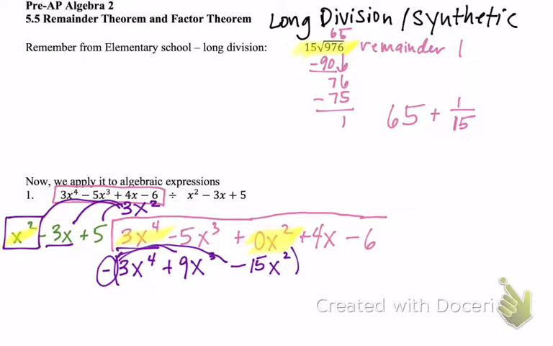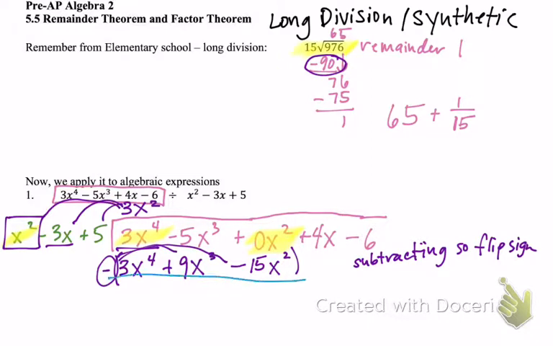So since I'm subtracting, kind of like we did up here, 6 times 15 is a positive 90, but I'm subtracting 90. So remember that you are subtracting. So flip sign. So then I'm going to add down. So 3x to the 4th minus 3x to the 4th, that goes away. A negative 5 and a positive 9 gives me a positive 4x cubed minus 15x squared. Bring this down, plus 4x.